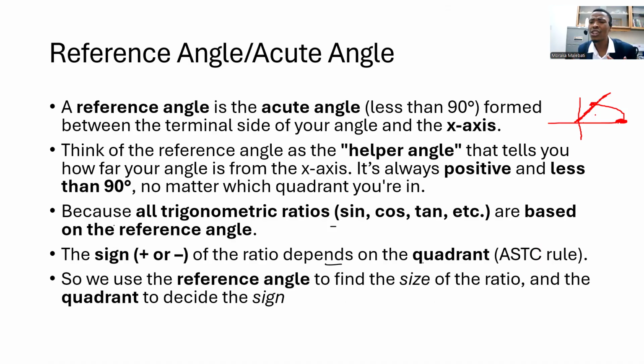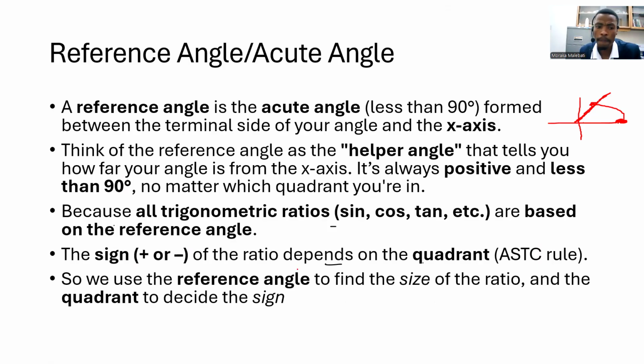So we're just basically checking how far we are from the x-axis. Think of the reference angle as the helper angle that tells you how far your angle is from the x-axis. It's always positive and less than 90, no matter which quadrant you're in. Because all trigonometric ratios are based on the reference angle, the sign, positive or negative, of the ratio depends on the quadrant.